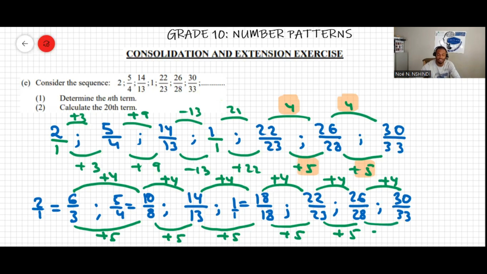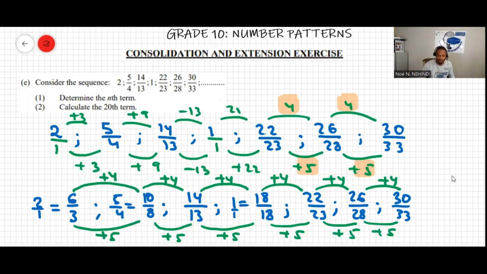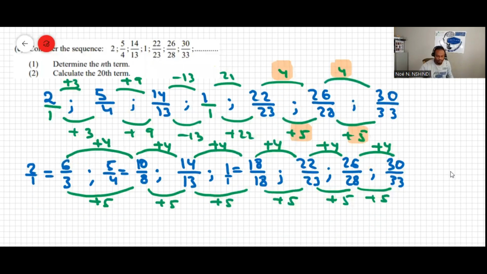Now that we have constant difference at the numerator and the denominator, we can write a formula for it. We can say that Tn will be equal to what? For the numerator, we have a constant difference of 4. I can write 4n, okay? And then if we have 4, I need to get 6, the first term here. What can I add to 4 to get 6? I add 2, so I'm going to say 4n plus 2.